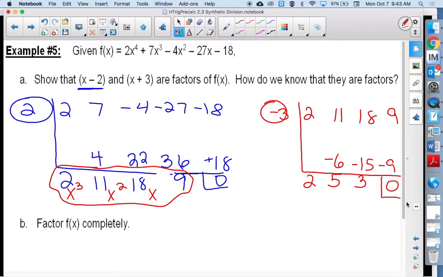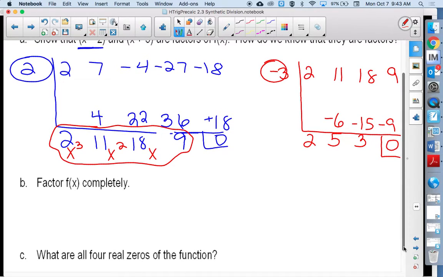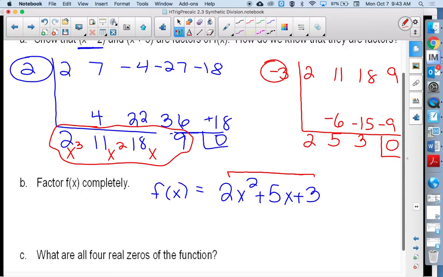Part B wants you to factor this polynomial completely. What is the remaining polynomial after we divided twice? Dylan? 2x squared plus 5x plus 3. And how would you factor that, Dylan? Multiply the 2 and the 3, get 6, and then split it apart to make 2 and 3. So then we have 2x squared plus 2x plus 3x plus 3.